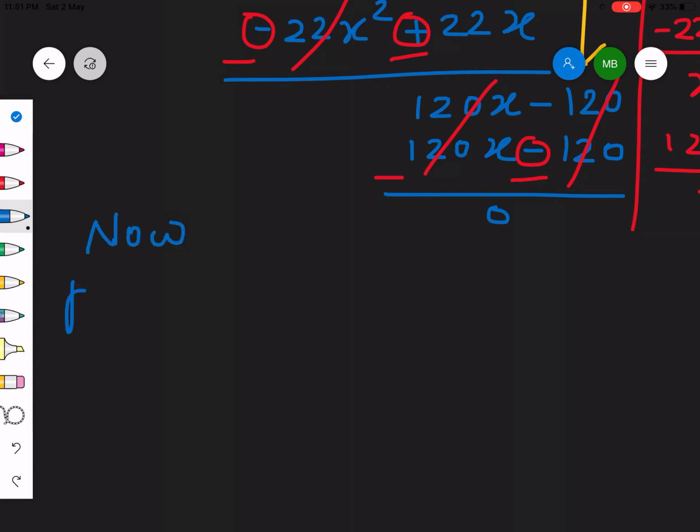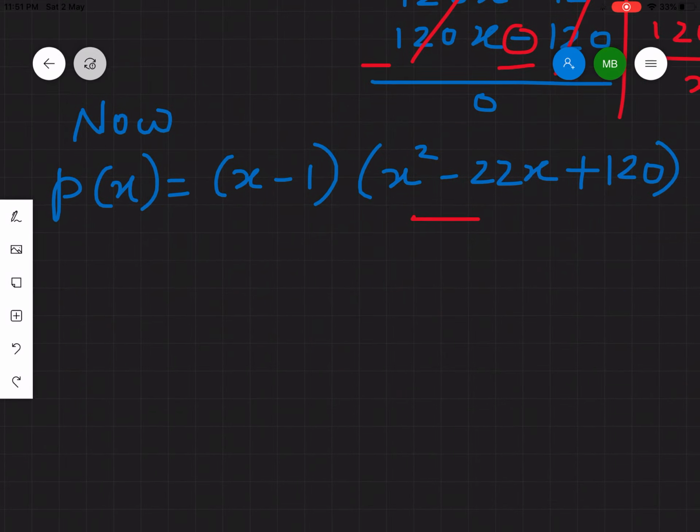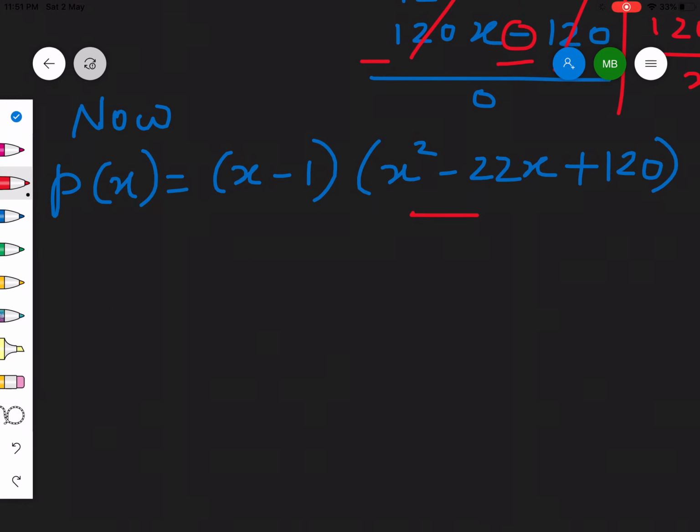now is it fair enough to write that my p of x is equal to x minus 1 times 2 x squared minus 22 x plus 120, right? So now what we'll be doing is, we'll be factorizing this quadratic polynomial over here by using the splitting the middle term method. So let's see how to factorize it. I'm sure you all know this for sure, that this x minus 1 will remain as it is.